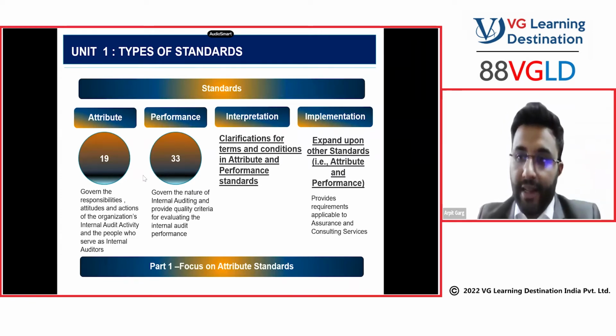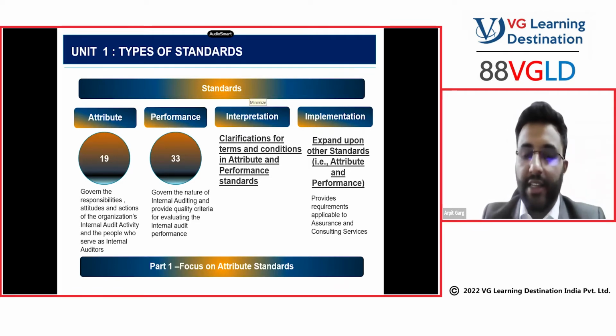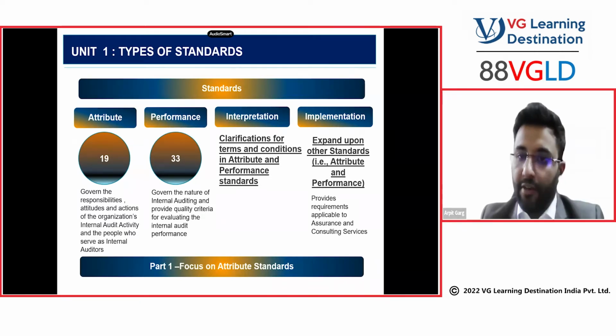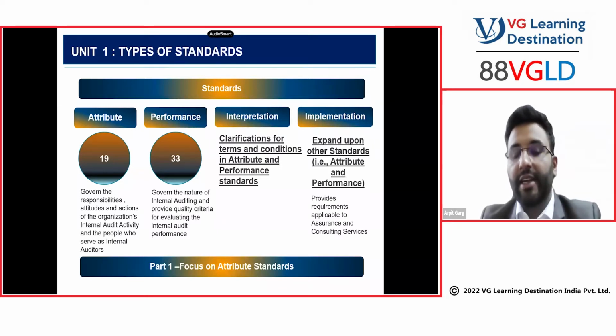Attribute standards basically tell us that, let's try to split our internal audit function. How does the internal audit function work? Can anyone tell me? Who all are involved in the internal audit function? Let's clear the fundamental concepts. Let's talk a little bit about the governance structure of the company. At the top of the governance structure would be the board of directors, which means the trust.